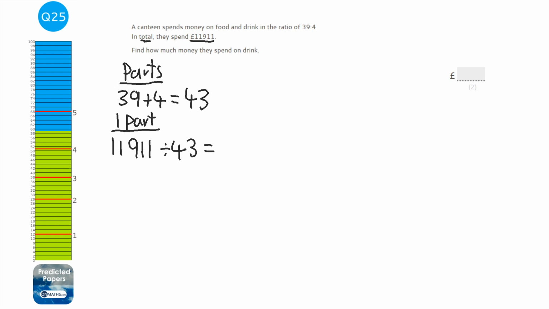So 11911 divided by 43. And I get £277. So each one part is worth £277. Now let's read the question. Find how much money is spent on drink. Well, drink is this one here. And the order in which they are in the question, food, drink, is the order in which the ratios are. So food, then drink here.